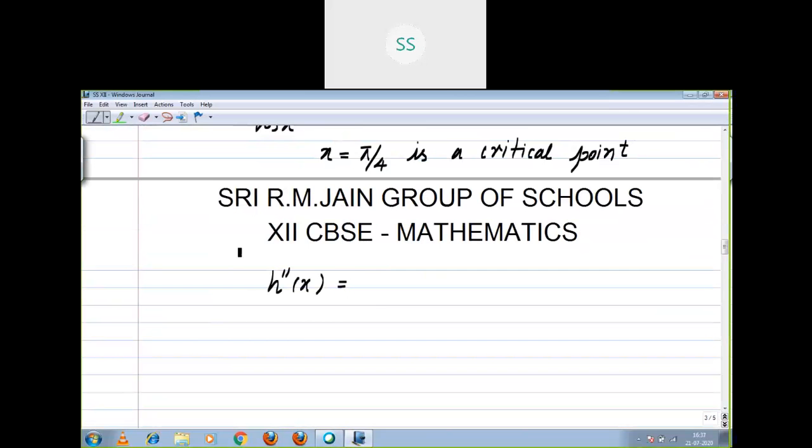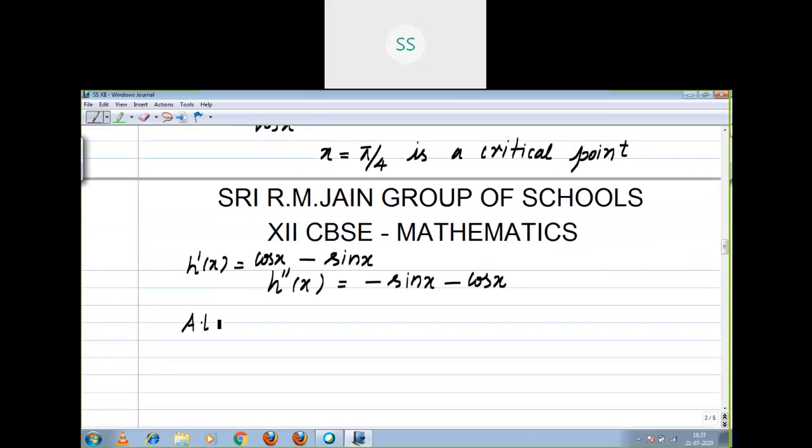What is your h dash of x? First order derivative h dash of x equal to cos x minus sin x, right? Cos x minus sin x. Second order derivative. What is the derivative of cos x minus sin x? What is the derivative of sin x? Cos x. Now you want to substitute the critical point in the second order derivative. The second order derivative only decides whether the point is a local maxima or minima, right?